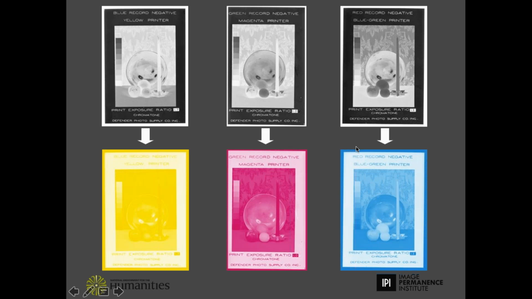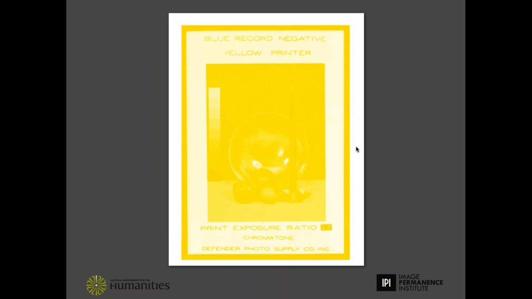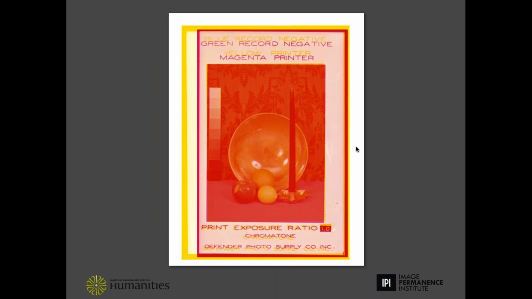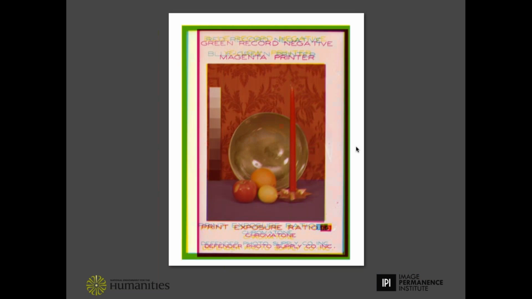The separations are used to print their complementary cyan, magenta, yellow image. The blue record prints yellow, the green record prints magenta, and the red record prints cyan. So these are the complements. The three prints are superimposed to produce a full color image. We print the yellow, we print the magenta, we print the cyan, and we get our full color image.